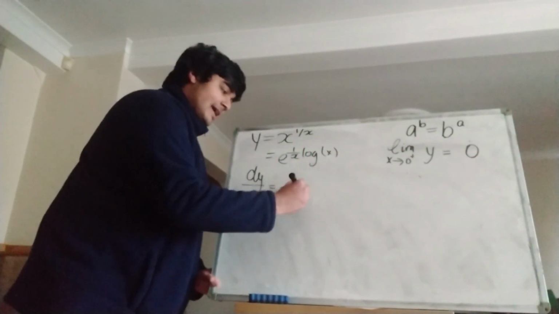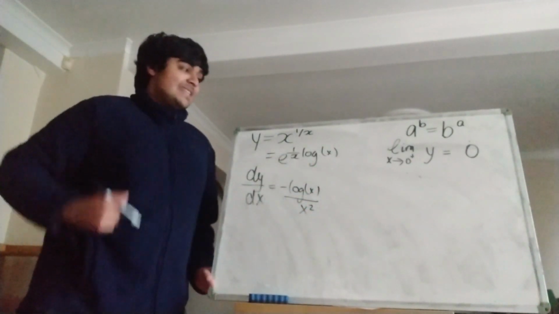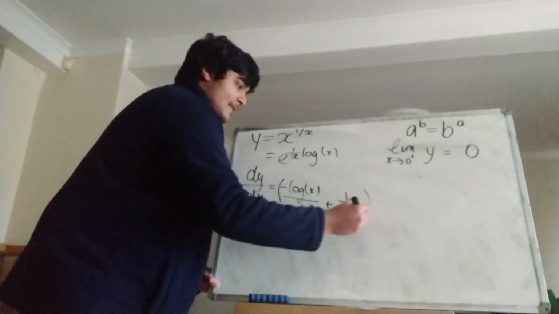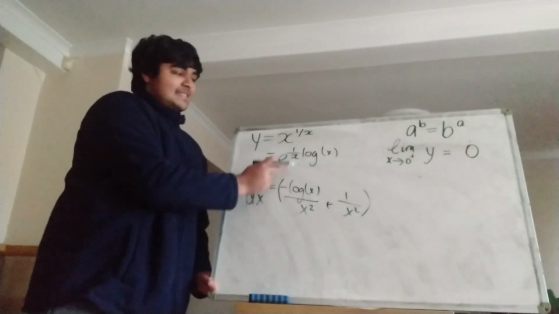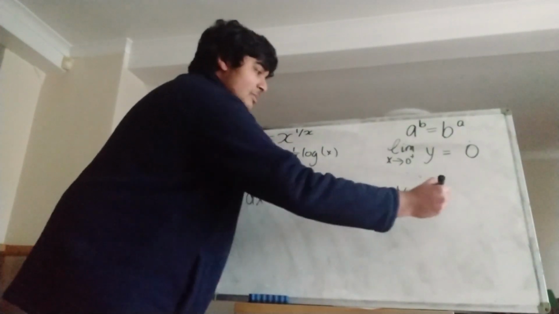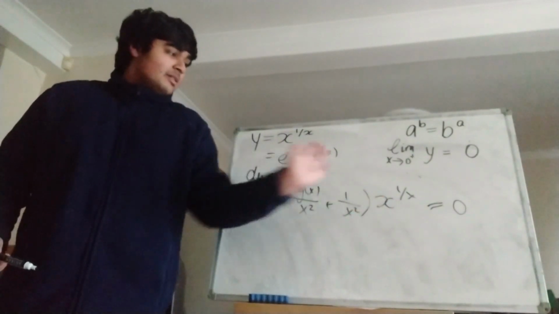So the derivative of this thing here, using the product rule, let's differentiate this first. So we get minus log x all on x squared, and then the derivative of this thing here is 1 over x, so then we get plus 1 over x squared, and then we get times this function here, but this thing here is just x to the 1 over x. And we want to set this equal to 0. Okay, this thing here never equals 0, so we don't have to worry about that.